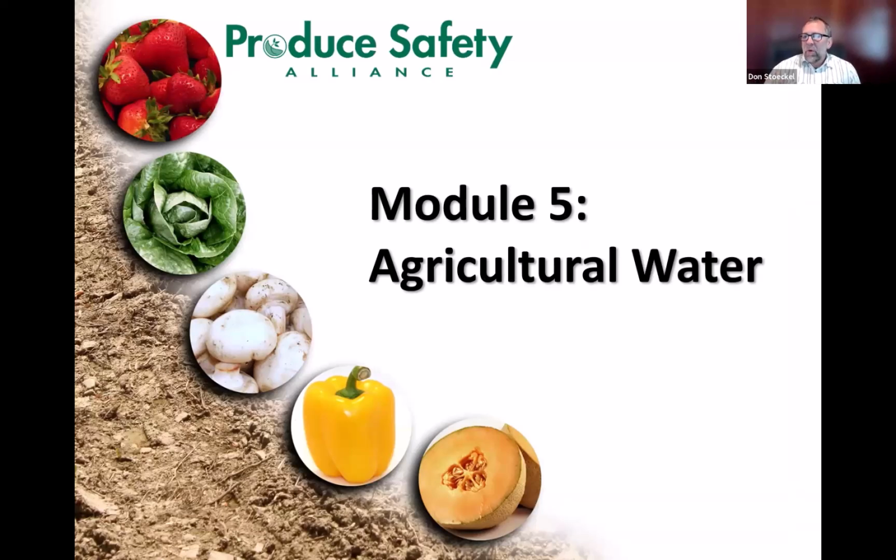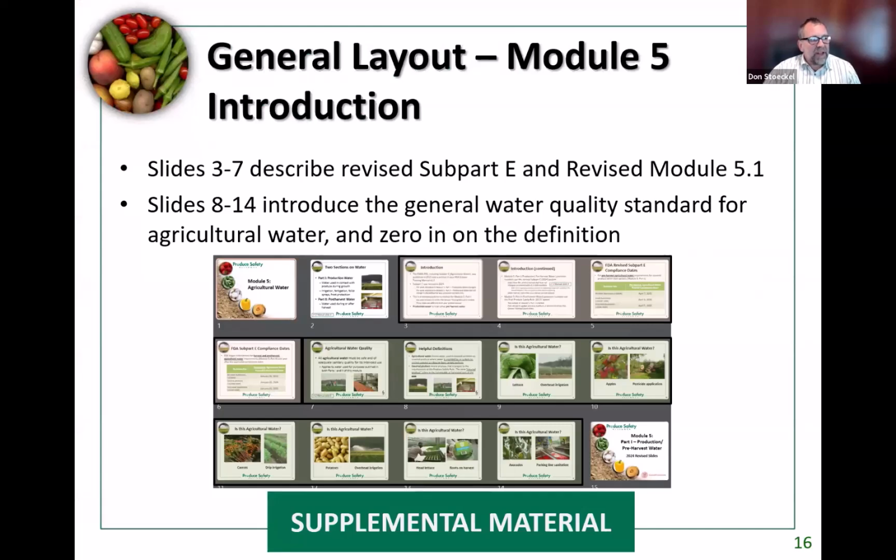I'm going to try to avoid referring too much to the old modules because this is moving forward, not looking back, but sometimes it's useful to know what changed and what didn't. One thing that didn't change is that we still have an introductory section. In that section, slides 3 through 7 describe revised Subpart E and revised Module 5.1 a little bit. Then slides 8 through 14 talk about some general water quality standards for agricultural water, and they zero in on that definition of agricultural water. We really want to make it crystal clear what the definition of agricultural water is in the Produce Safety Rule.